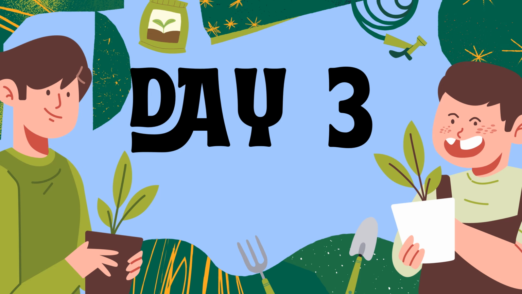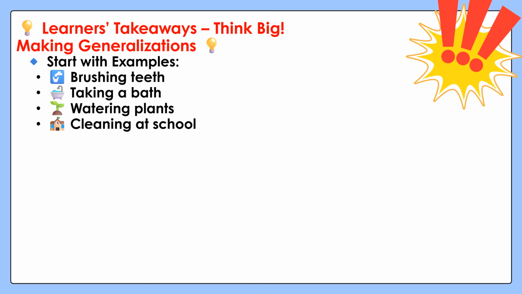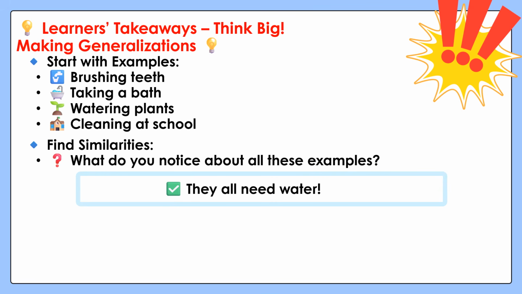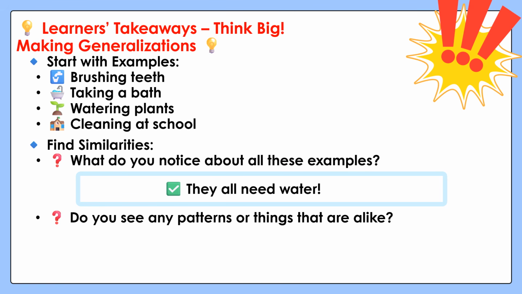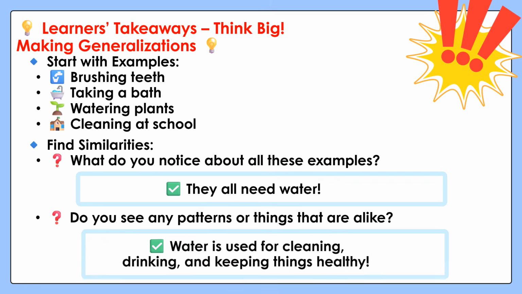Day 3. Learners' takeaways. Think big, making generalization. So let's start with examples like brushing teeth, taking a bath, watering plants, and cleaning at school. Find similarities. What do you notice about all these examples? The answer: they all need water. Do you see any patterns or things that are alike? The answer: water is used for cleaning, drinking, and keeping things healthy.